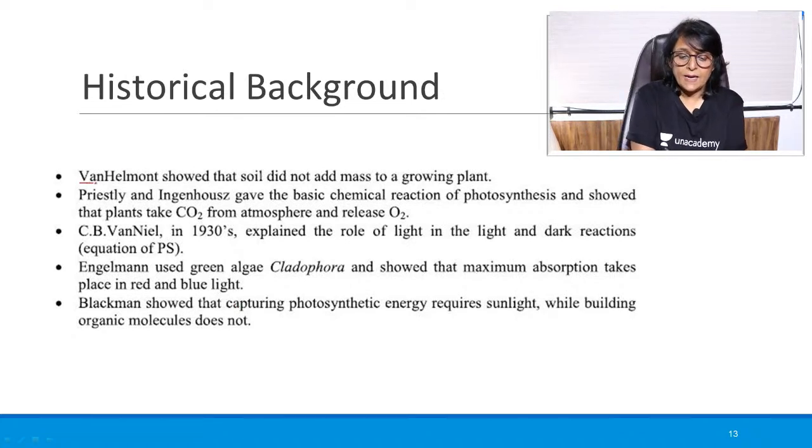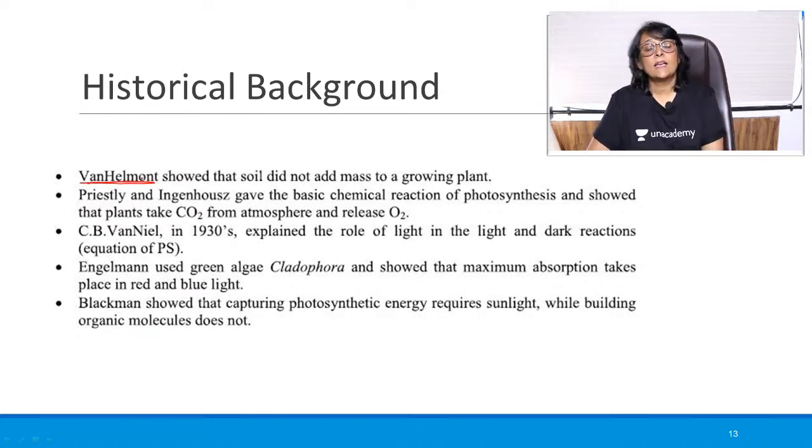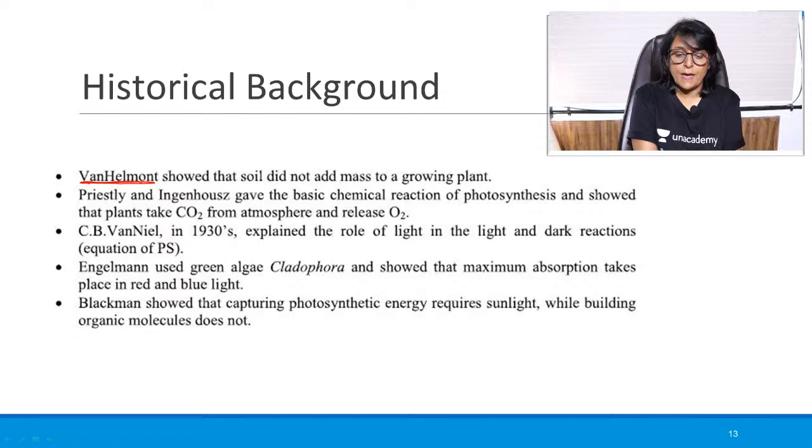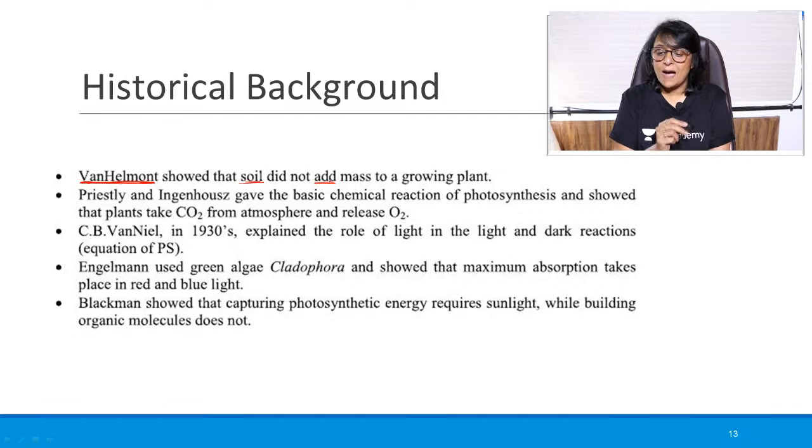So Van Helmont, this is scientist number 1, and as I told you earlier, I'm going to tell you again, in biology there are only 5% things which are to be remembered or mugged up. Remaining 95% things are to be understood. Same is applicable for this chapter, and that 5% which we have to remember is this, the name of the scientist and their contributions. So what was the contribution of Van Helmont? He showed that soil did not add mass to the growing plant.